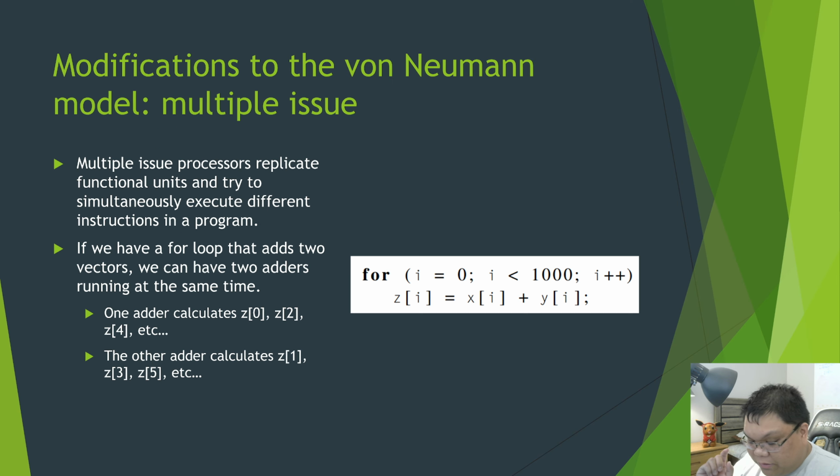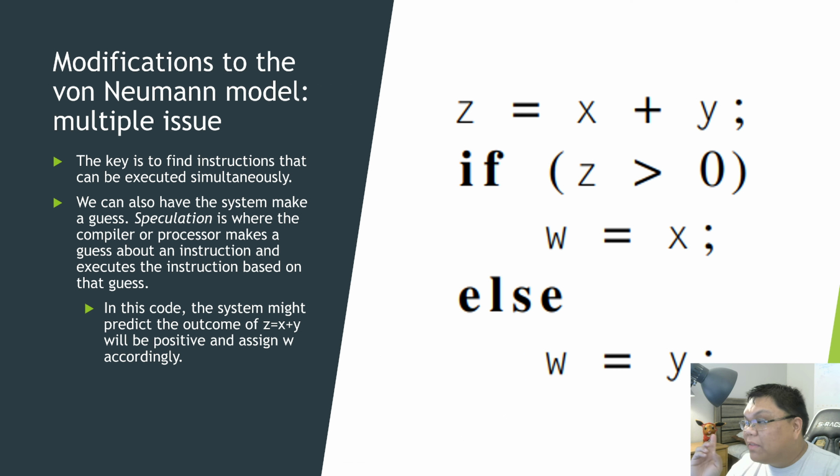So multiple issue isn't just special for loops like this, but it's also suitable for stuff like this. However, there's a problem. If we have an if statement that says if such and such condition is met, in this case z is greater than 0, then we assign w the value of x. Otherwise, we assign w the value of y.